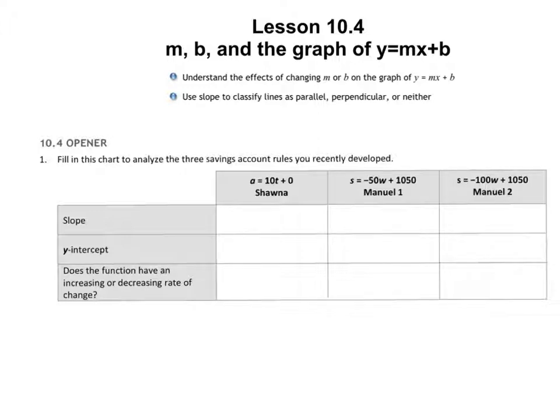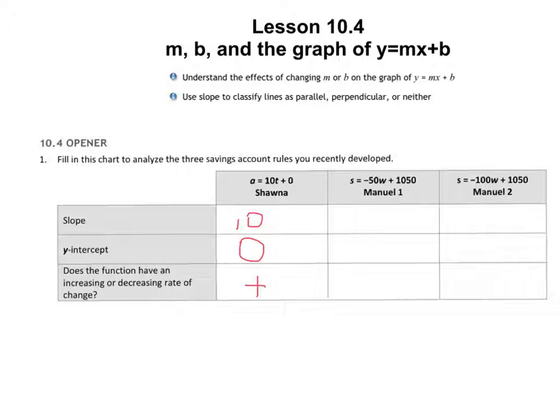decreasing. With this first example, Shauna, it says 10 times t plus 0. Okay, if we think about this as money in a savings account, the slope would be 10. She's adding $10 a week to her savings account. The intercept would be 0. She had no money in the bank account when she started. And since the sign shows that she's adding money, this is an increasing function.